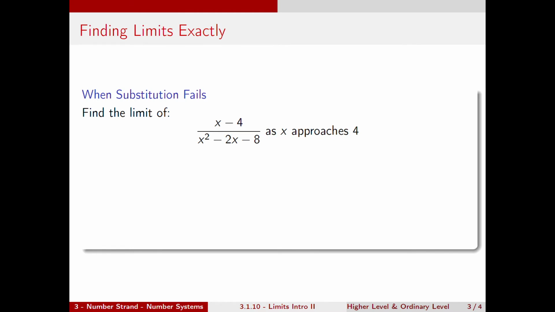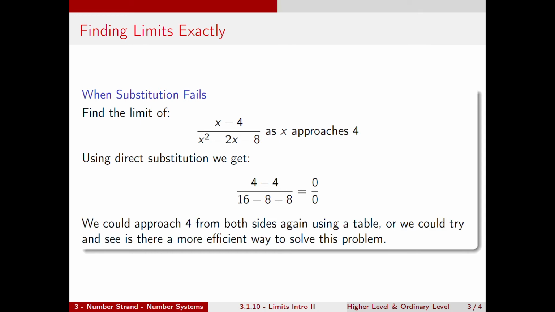Now, substitution sometimes won't work, and it would sometimes require a little bit more work. So if we are asked to find the limit of x minus 4 all over x squared minus 2x minus 8 as x approaches 4, we find that using direct substitution gives us 4 minus 4 on the top line and 16 minus 8 on the bottom line, which gives us 0 over 0. And again, this is a massive no-no. We definitely do not want this.